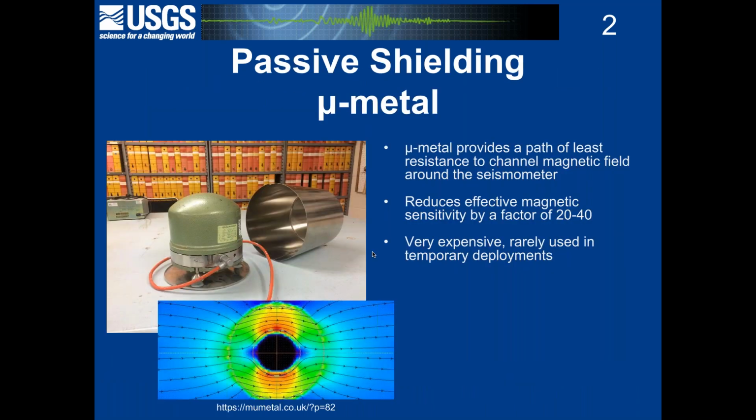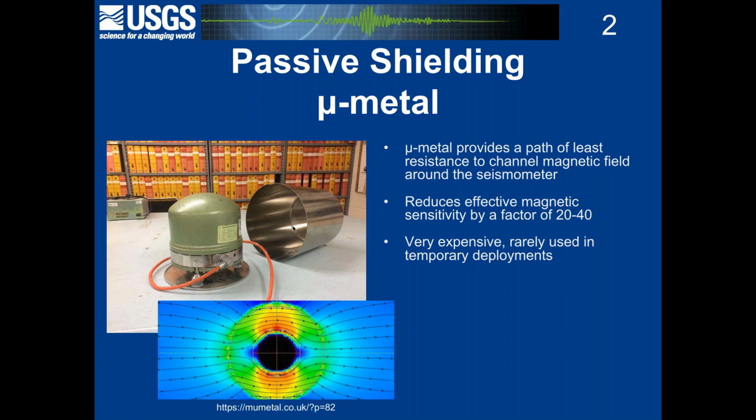So how do you get rid of this noise source? The most common thing, which is actually rarely used, is to use something called a mu metal shield. And so this is an SGS2 seismometer. And here's an example of a mu metal shield, which kind of looks like a trash can, but it's a very expensive trash can. I think it's about $3,000 or so. So that's why they're not used often, especially in temporary deployments.